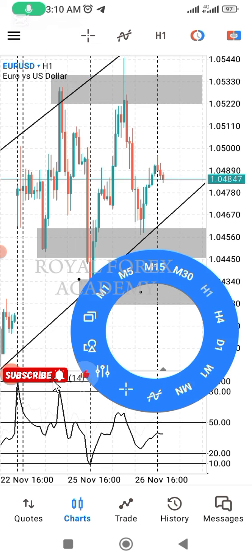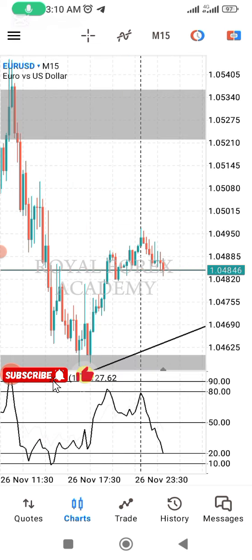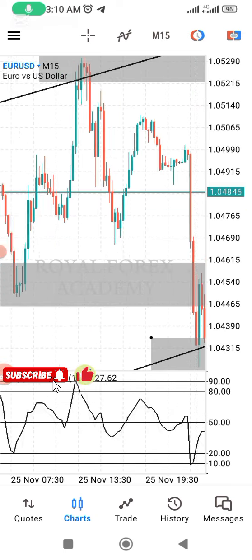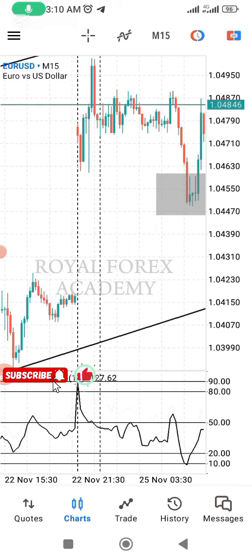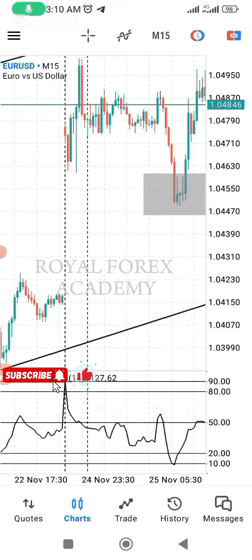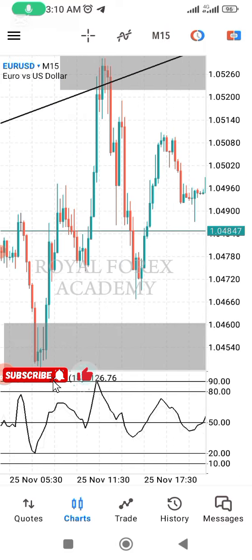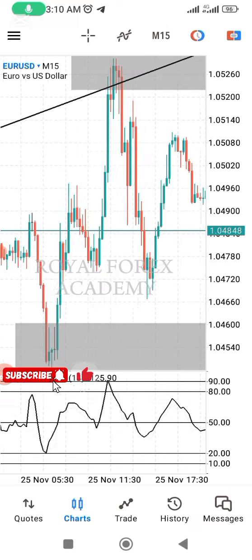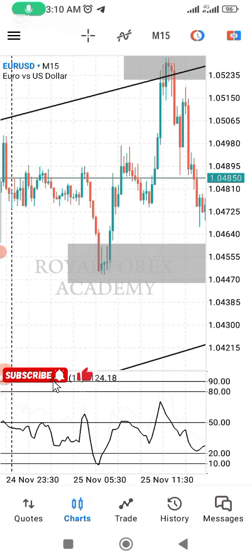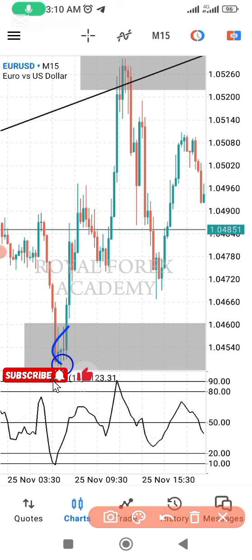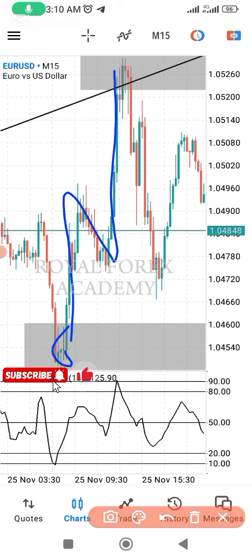So we'll move to our 15-minute time frame. And here on our 15-minute time frame, price will always move in the same way inside of those stations. So you can see the movement of price now. So when it moves from this station all the way to this particular station, look at our commodity channel index, and then price came all the way down.